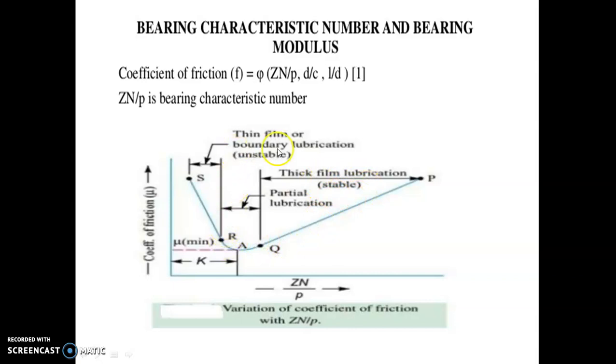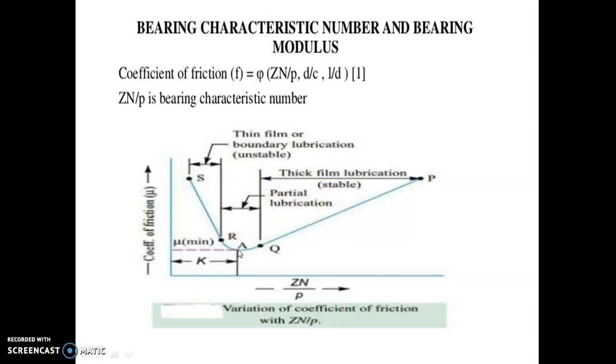On the other hand, in thin film boundary condition, if the bearing is working at this point, then decrease in ZN upon P will increase the coefficient of friction, will increase the temperature, and will reduce the viscosity, and again it will increase. There is a contact between metal to metal. So it goes on the unstable side, and in between Q to R there is a little bit of intermediate contact between metal to metal, and the film is very thin. So that's why it is known as partial lubrication.